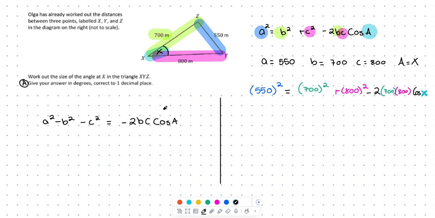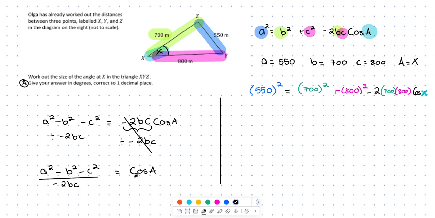I want to get cos of the angle on its own, so I'm going to need to get rid of this. So I ask myself, what is that doing? It's multiplying, and to get rid of multiply, we're going to divide. So I'm going to divide this side by minus 2bc, and I'm going to divide this side by minus 2bc. If I do that, I'm going to have a squared minus b squared minus c squared all over minus 2bc. And on this side, this divides down to give me 1. And 1 multiplied by cos of A is just cos of A. So if you'd rather do that first, you can.